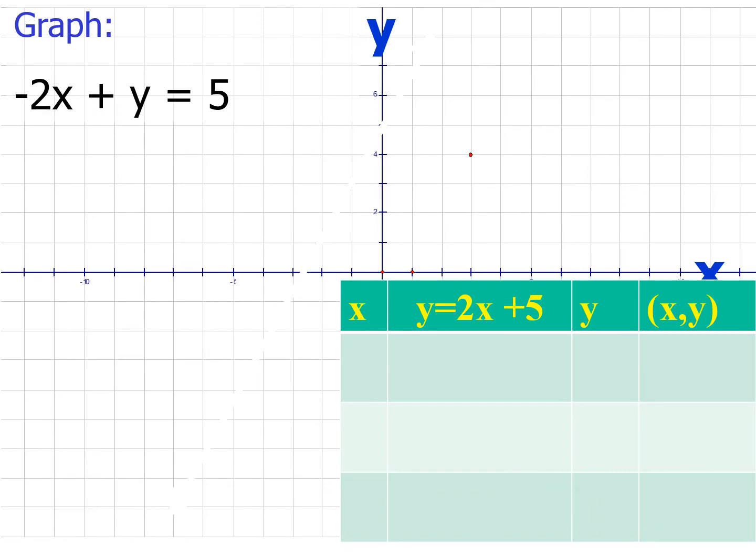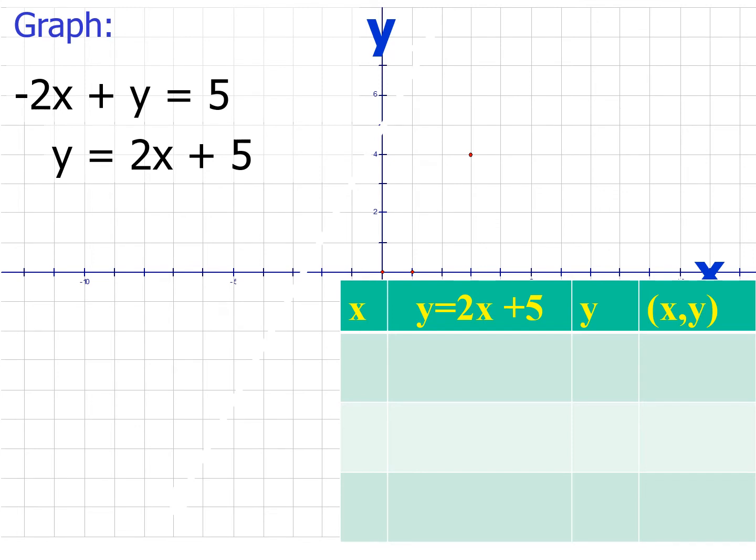Now, let us have this example. We need to graph negative 2x plus y equals 5. But before we graph it, we shall solve for y. In here, we can transpose negative 2x to the other side. So it will become y equals 2x plus 5; when we transpose, the sign changes.